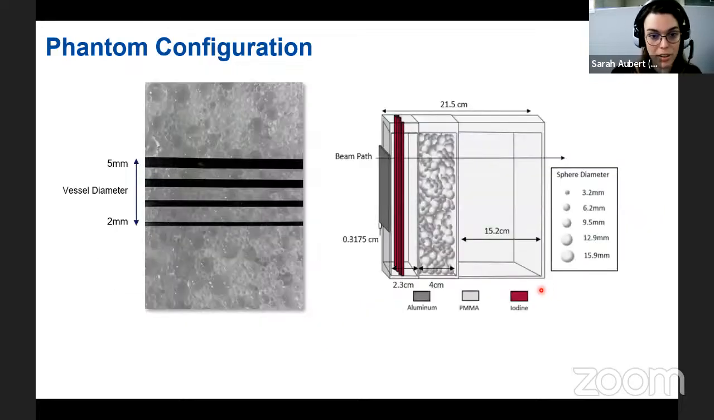Then, to demonstrate the ability to better visualize vessels, we imaged this second phantom with vessels ranging in diameter from 2 to 5 millimeters that are filled with an iodine solution that is 100 milligrams per milliliter. This phantom is 21.5 centimeters thick in the X-ray direction and includes this 4 centimeter thick clutter phantom that is used to demonstrate the ability of this technique to suppress soft tissue variations. In the background of this photograph, we can see that it is composed of different sized PMMA spheres.